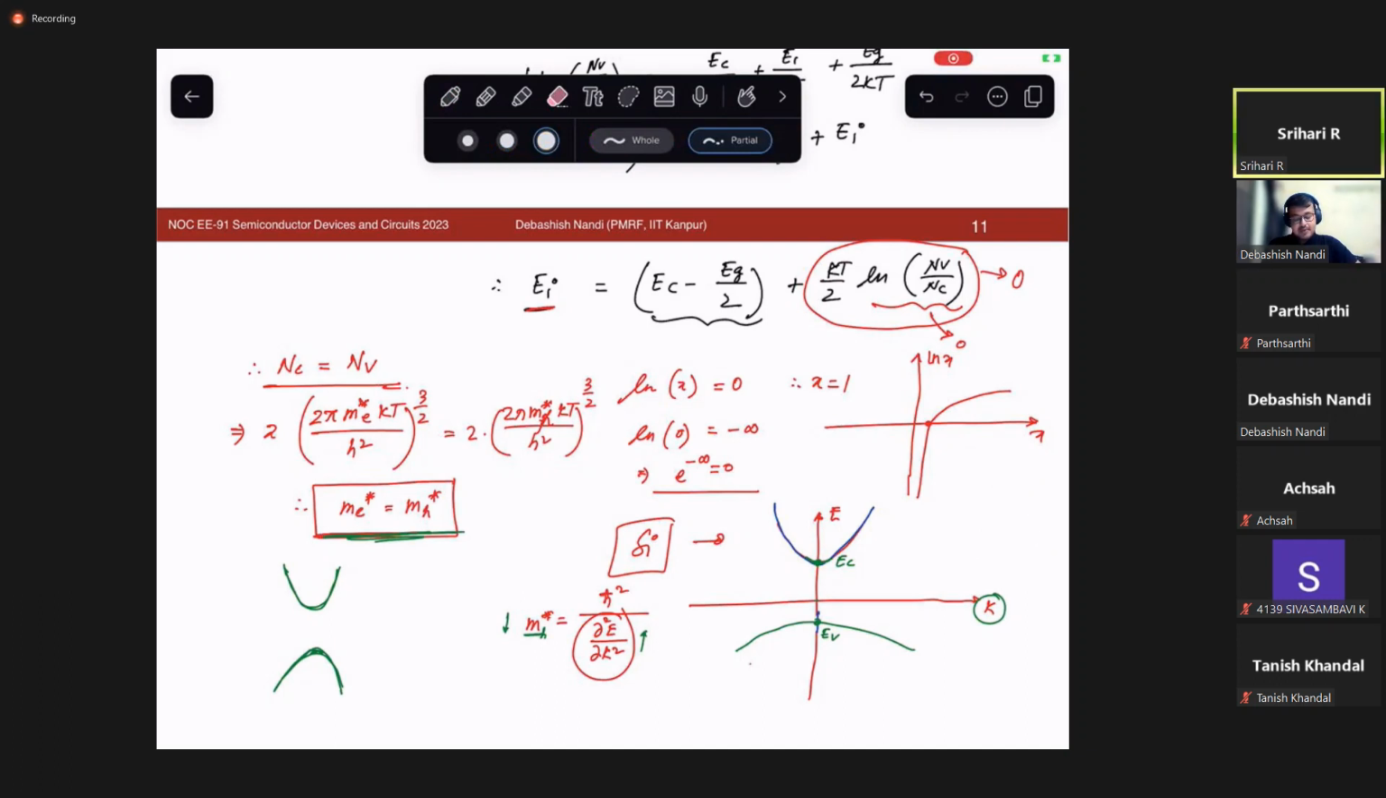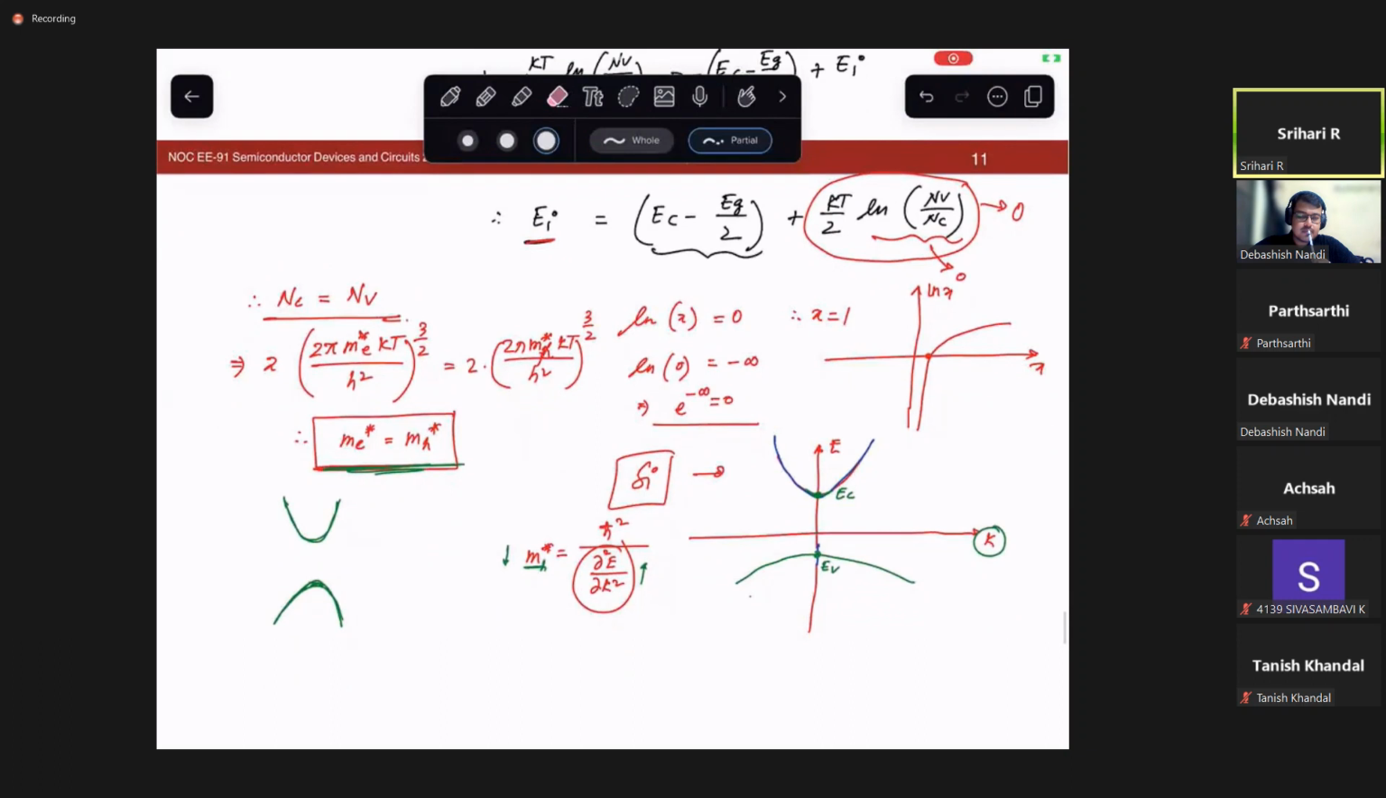Sir, I have a small doubt. For an intrinsic semiconductor, we should not say that the Fermi level lies exactly in the middle. Is it right or wrong, sir? Exactly right. It is not in the middle, because the effective mass of the holes and the electrons are not the same. You can even calculate it.